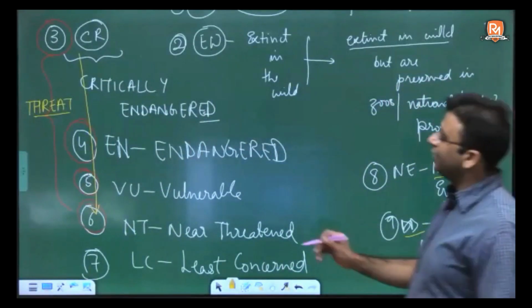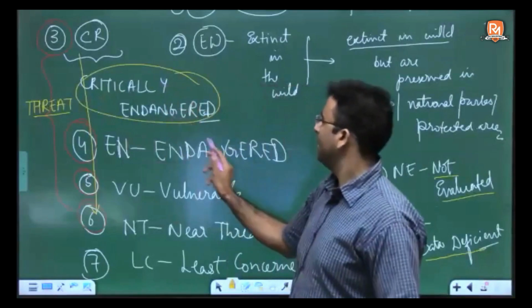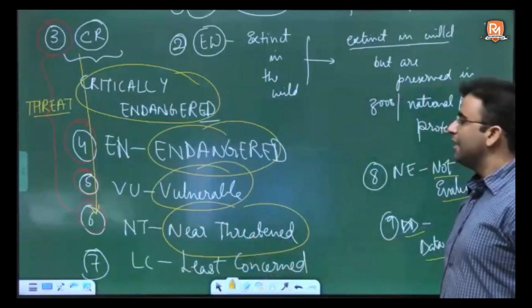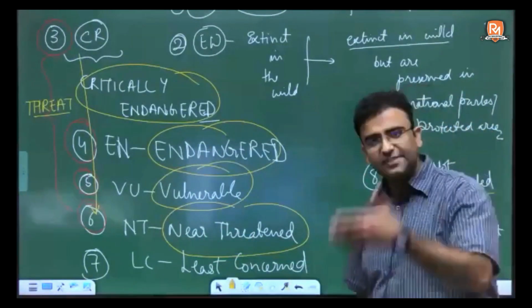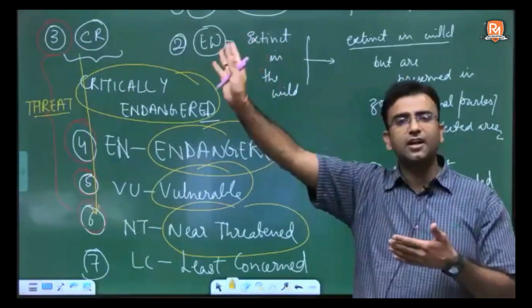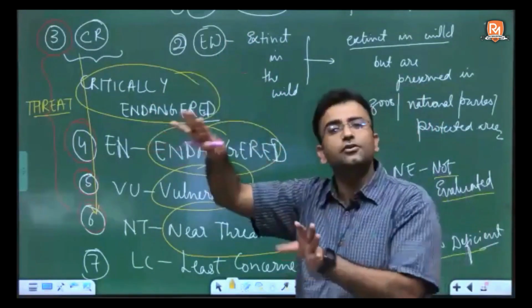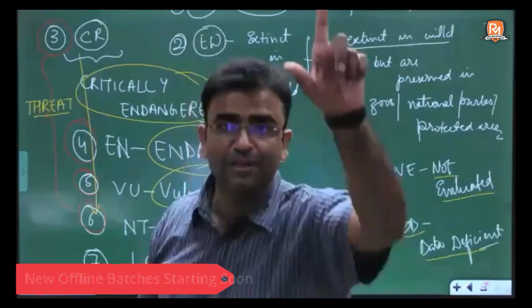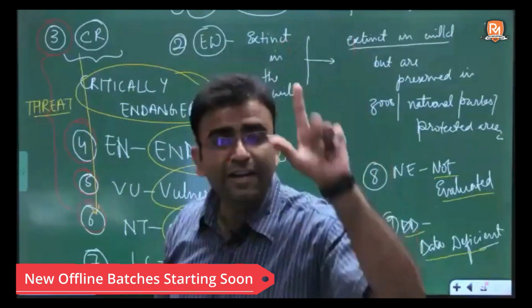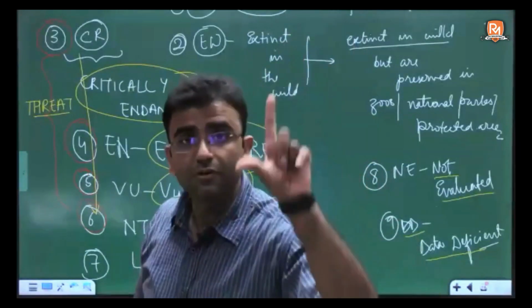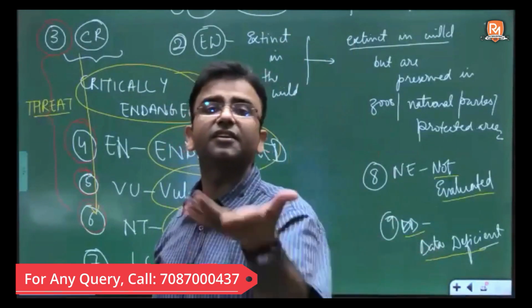So critically endangered, endangered, vulnerable and near threatened, these 4 categories face threat. Extinct and extinct in the wild, their work is basically finished. They are not threatened because they are almost gone. Critically endangered, extremely threatened. Endangered, seriously threatened. Vulnerable, really threatened. Near threatened is near threatened.